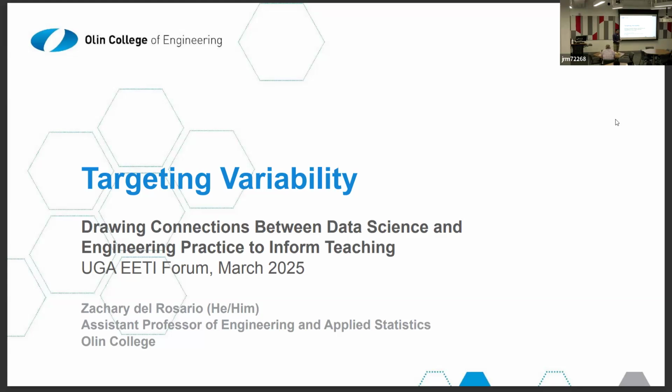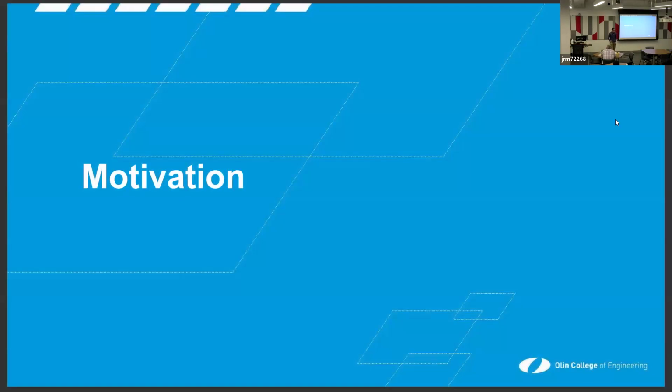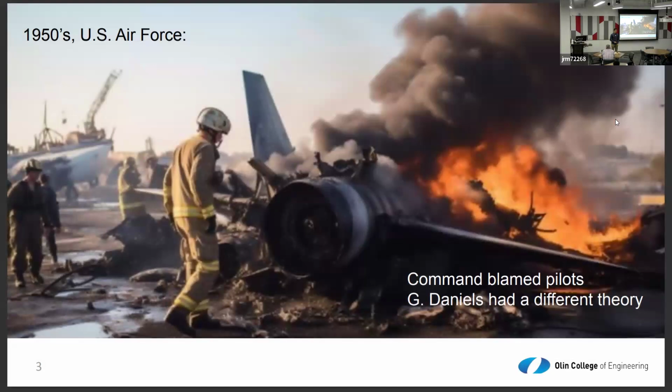Put briefly, targeting is just the idea that the variation we see in the world is actually entering into engineers' decision process in some way. We're not just ignoring it, we're actually engaging with it. But to illustrate why I think this is important, I want to start with a story. So the best story I've found that illustrates the importance goes back to the 1950s.